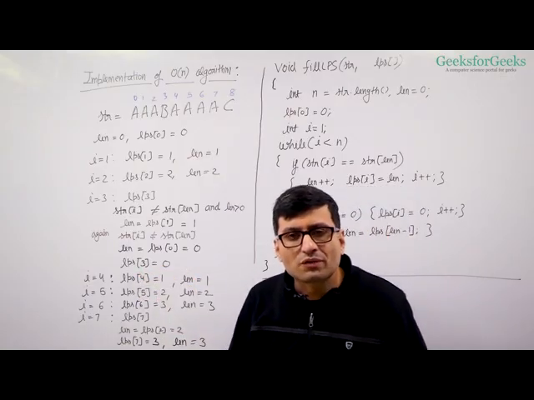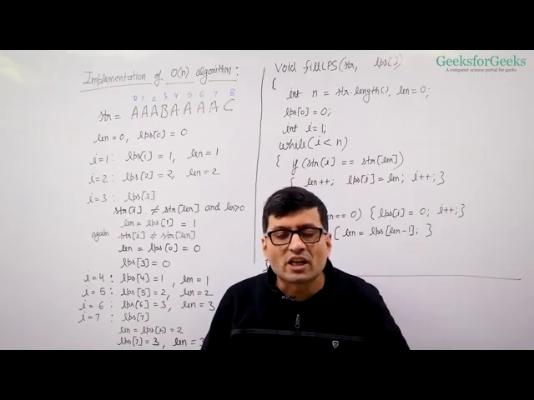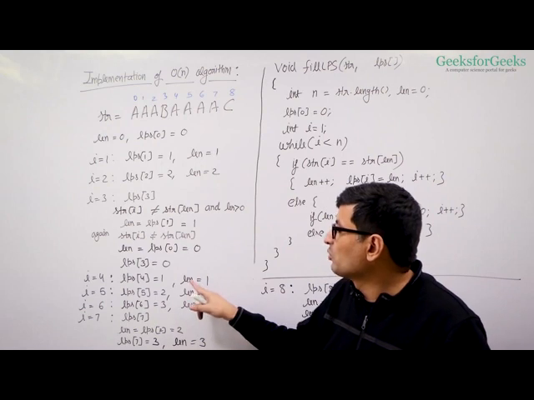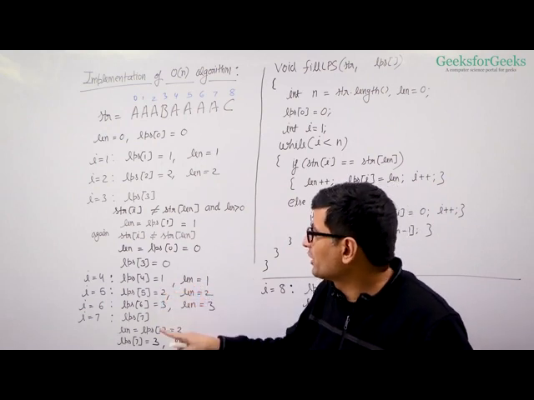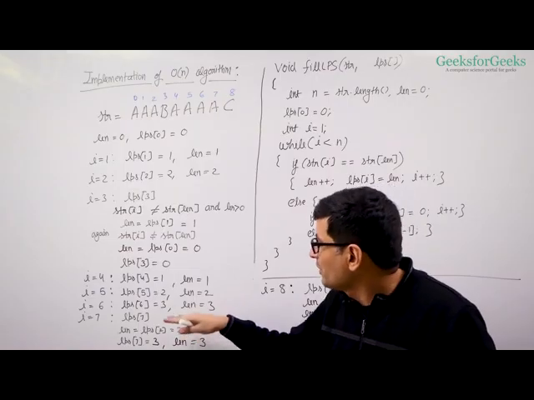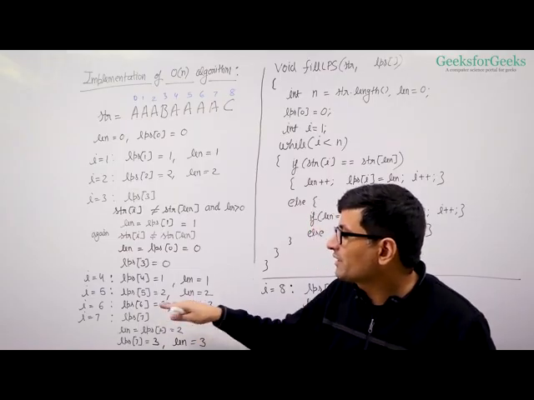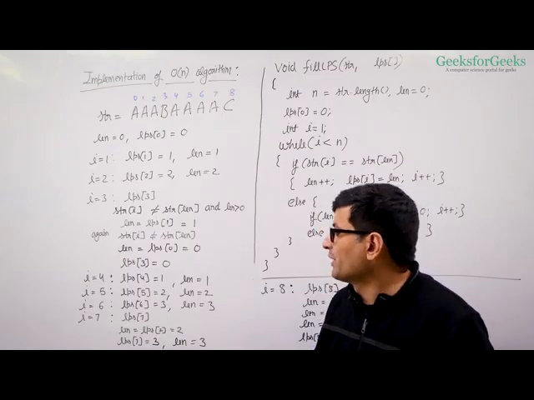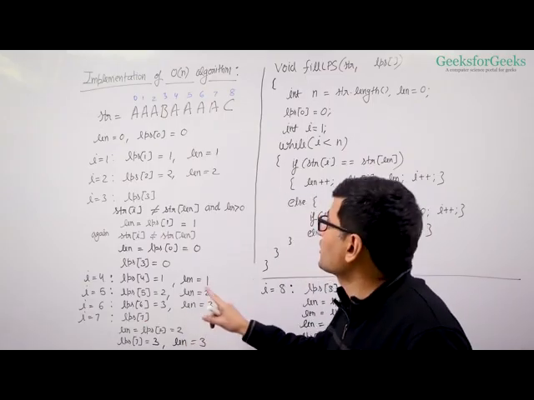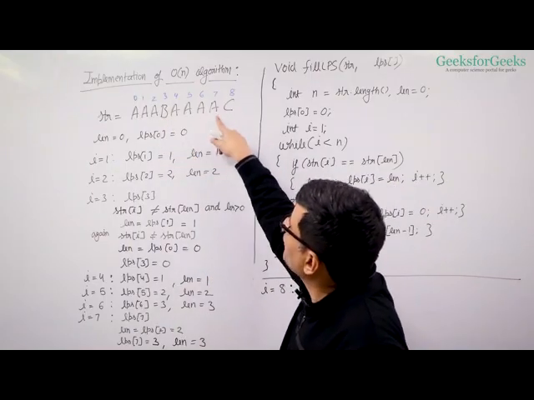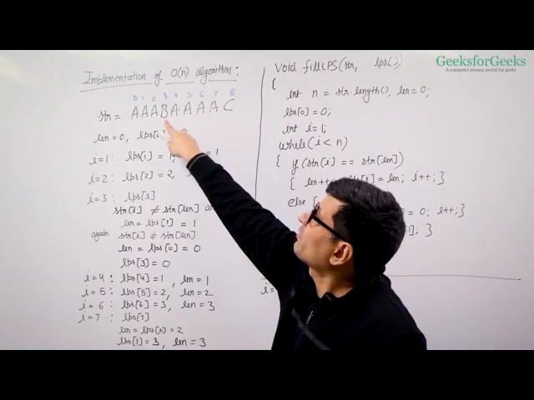Now we come to i equal to 4, and this time str[i] and str[length] match. So we make length equal to 1 and make LPS[4] equal to 1. This time again they match, so we keep on incrementing length and LPS. When we come to i equal to 7, they do not match. We are matching str[length], which is str[3], with str[7], right? So they are not matching.